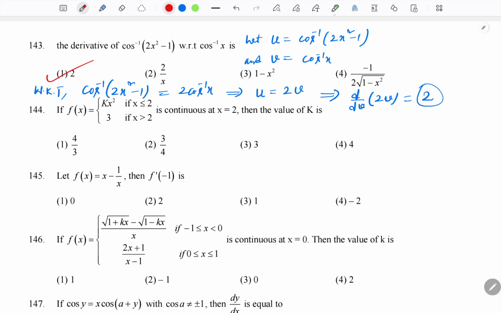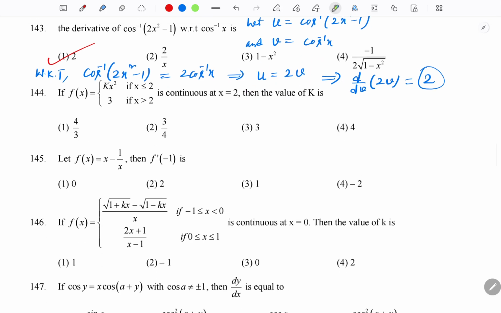Understood, students? Any doubt here? Observe, with respect to v I am finding du by dv. How much is the derivative of 2v? 2 is the answer, right? Next, again it is a continuous question.